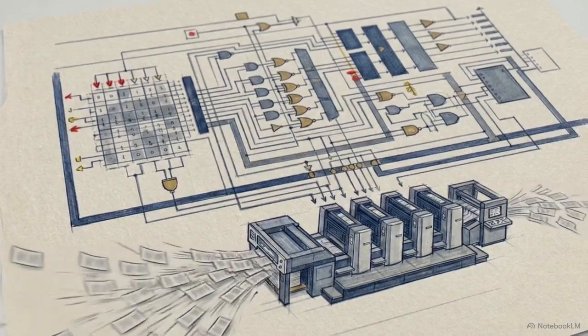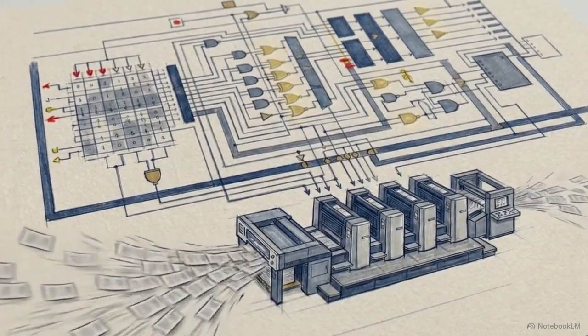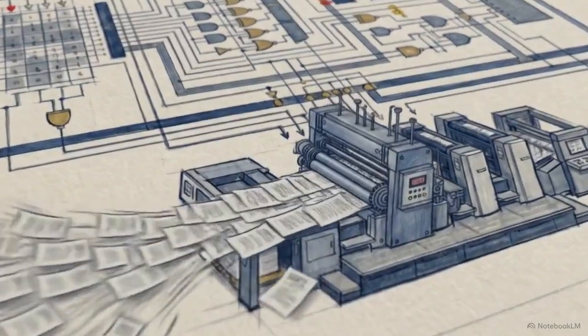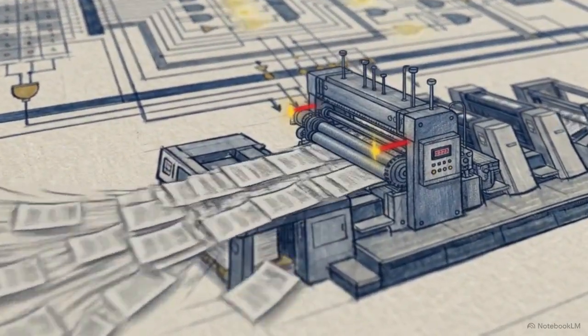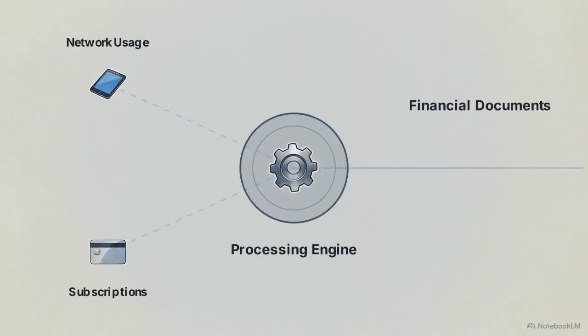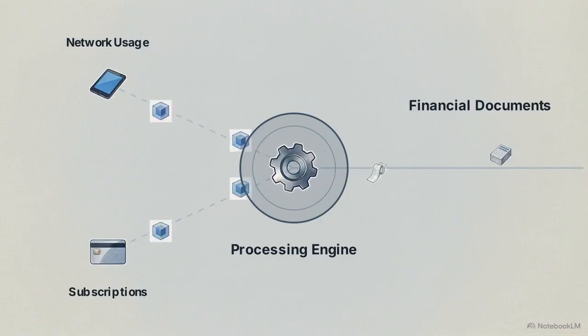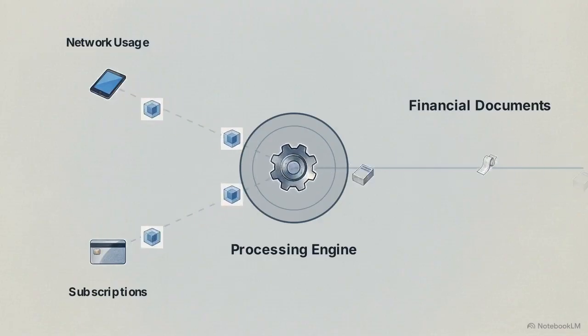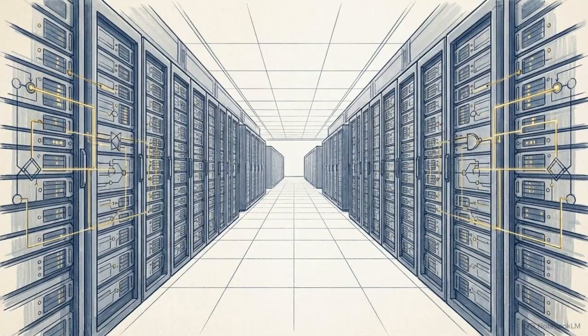SAP Convergent Invoicing exists to solve a problem of volume. Its baseline function is ingesting millions of raw consumption items, data points from network usage or subscriptions, and processing them into finalized financial documents. In enterprise environments, these mass processing runs execute entirely in the background. They are designed to operate from start to finish without human intervention.